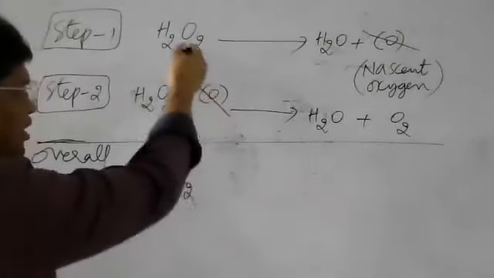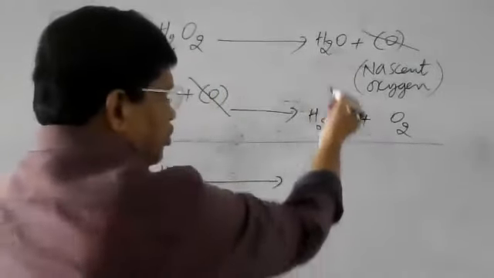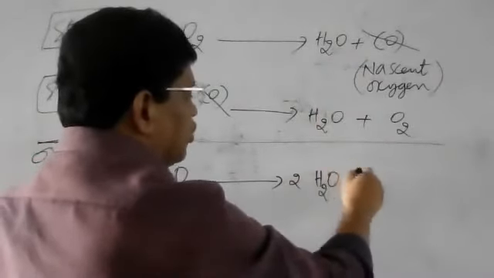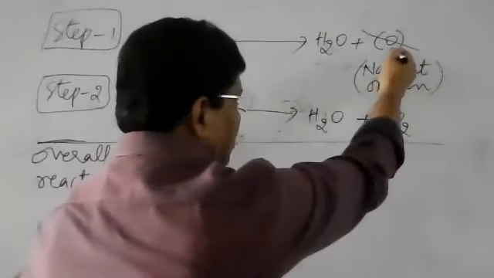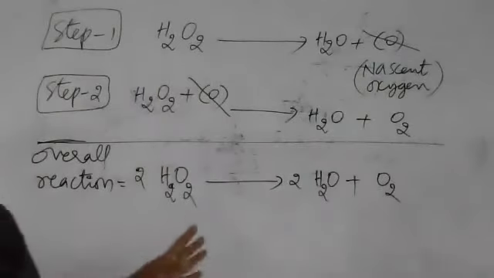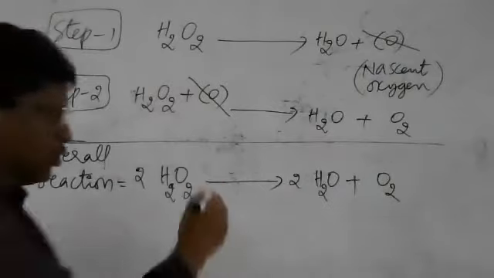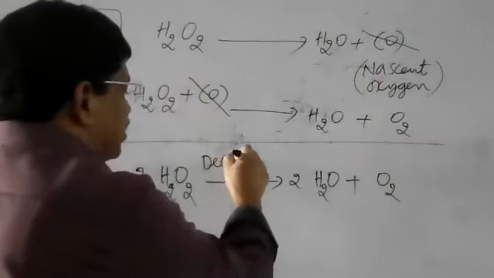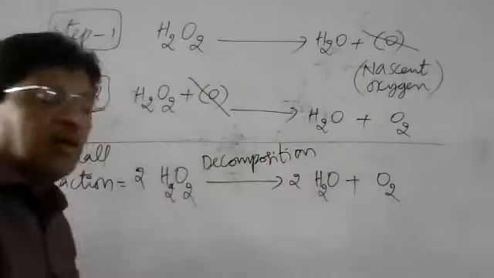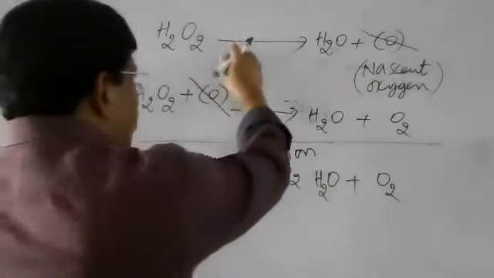Is any oxygen left over on the reactant side? No. On the product side, H2O and H2O give 2 H2O, and the nascent oxygen is cancelled, so O2 remains. So this is the overall reaction for the decomposition of H2O2. Is that clear?